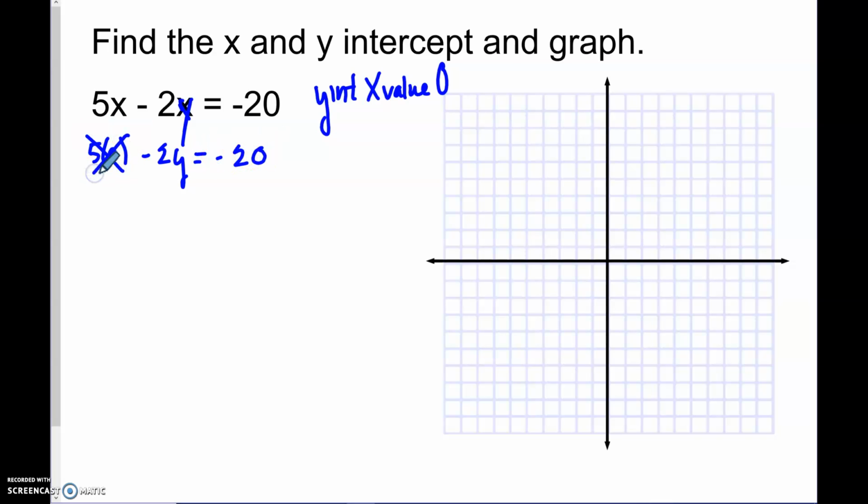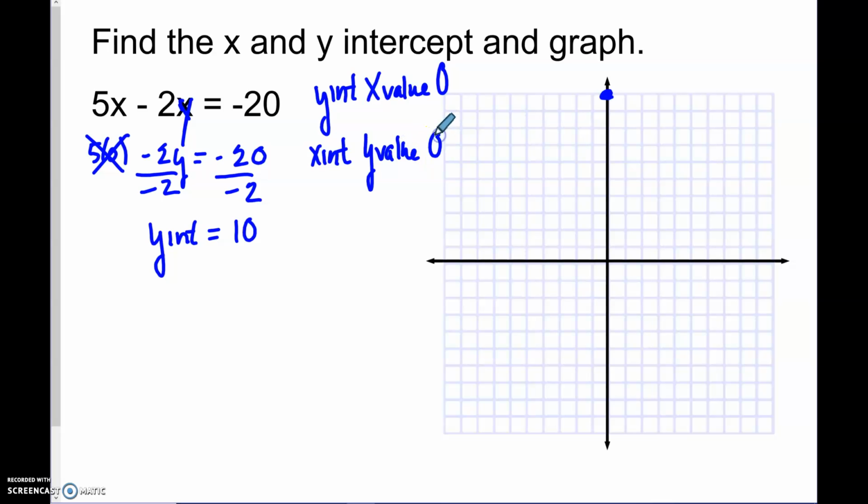So we're going to cancel that out, and we're going to divide both sides by a -2. So the y-intercept is going to be 10. So go to our y-axis, and where the y-axis is 10, put a dot. Okay, now we're going to do the same thing for the x-intercept, but this time when you're looking for the x-intercept, the y value is 0. So what is the x-intercept going to be?